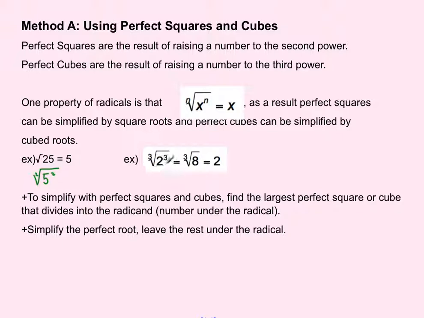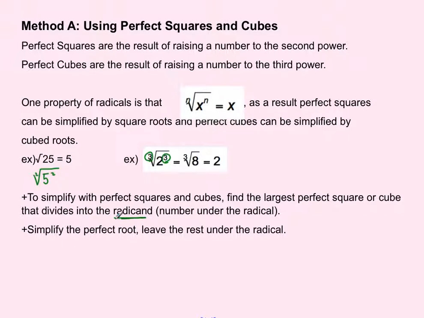The third root of 2 cubed, that's the same thing as me saying the third root of 8. That equals 2 because the index and the exponent are equal, so they undo each other, giving me just the base of that exponential part. To simplify with perfect squares and cubes, your job is to find the largest perfect square or the largest perfect cube that is a factor of the number underneath the radical.